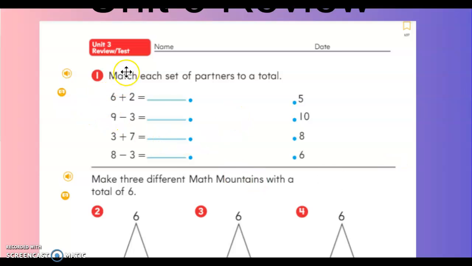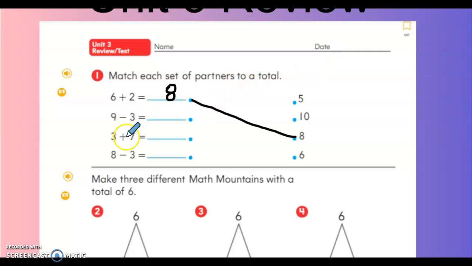Okay, number 1 says match each set of partners to a total. So you're going to find out the total. So 6 and 2 more. What is 6 and 2 more? Okay. So you would draw a line to match it up. And I'm also going to ask that you write the number in the blank so that it's very easy for me to tell when I'm correcting these, so that I can easily see what your answer is.